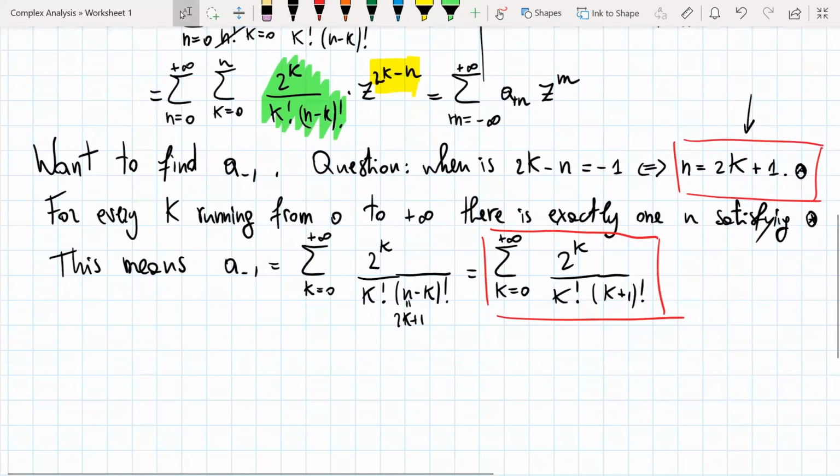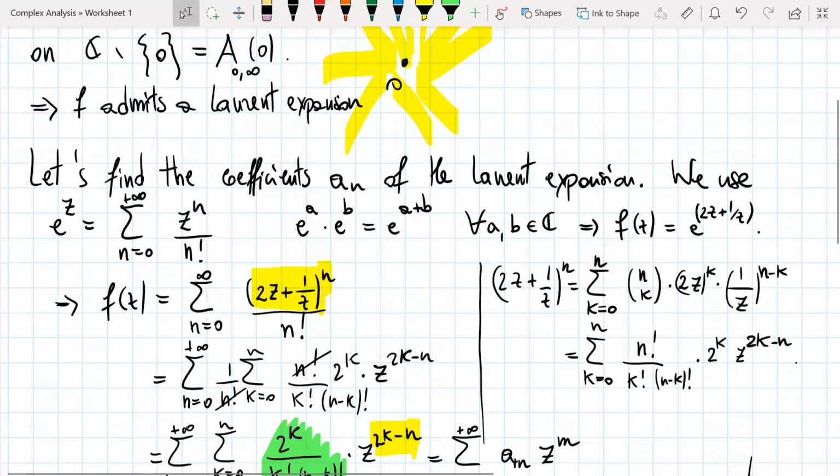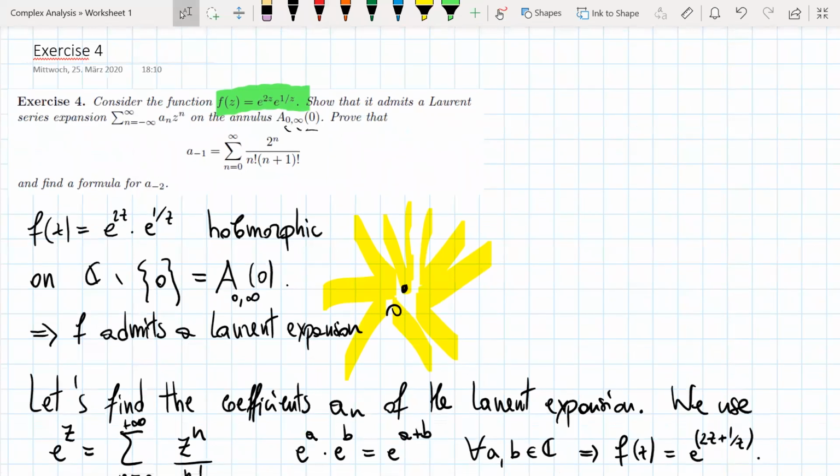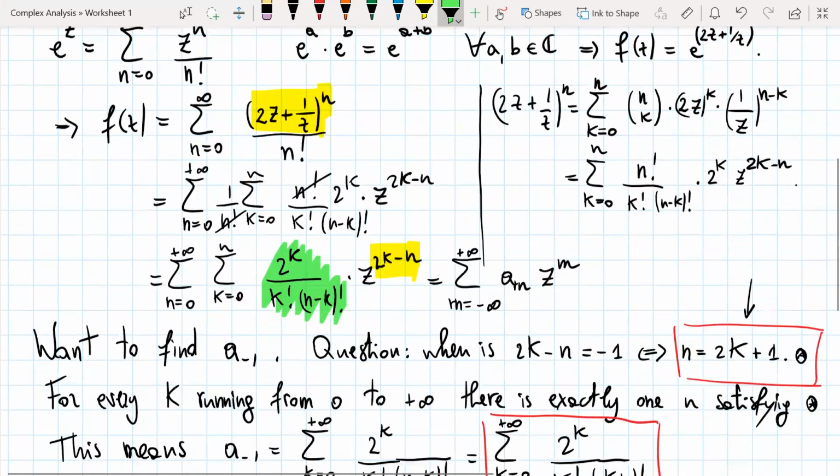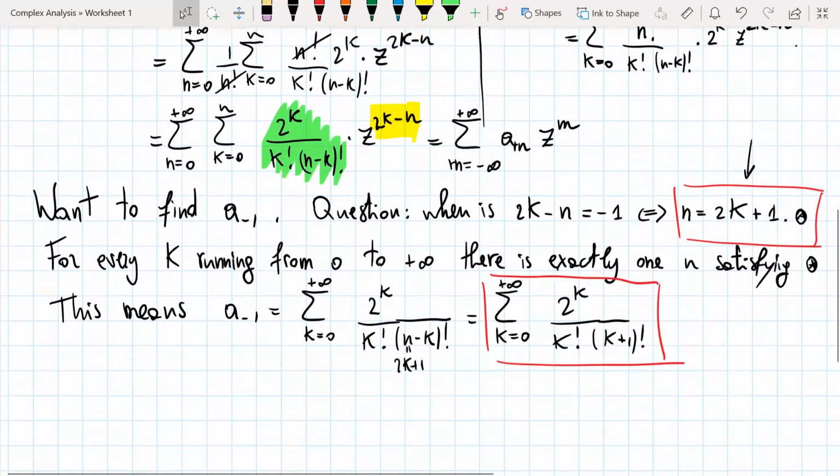So this finishes the first part of the exercise. The second part asks for a similar formula for a minus 2, if I'm not mistaken. Right, so we found this formula for a minus 1, and now we want to find a minus 2. And the procedure is really similar.